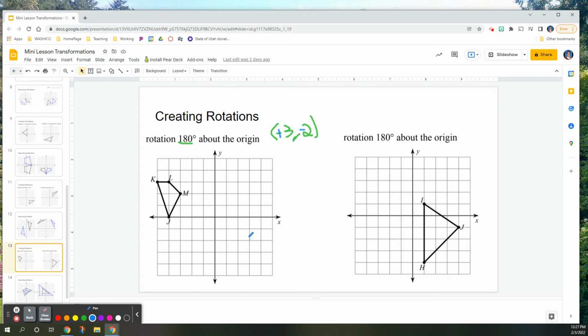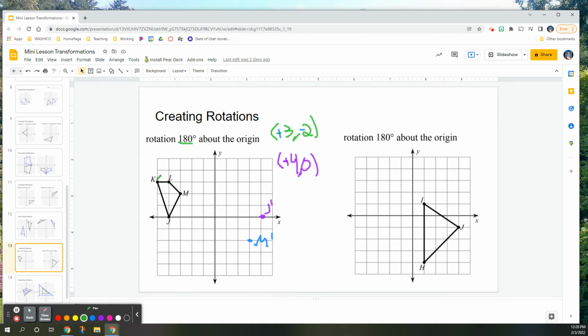1, 2, 3, 1, 2. And that's going to be my new point. Okay. J is at -4, 0. So to figure out my other J, I'm going to change that to +4. 0 isn't positive or negative, so it just stays the same. So there is my J prime. And I forgot to label this one M prime.